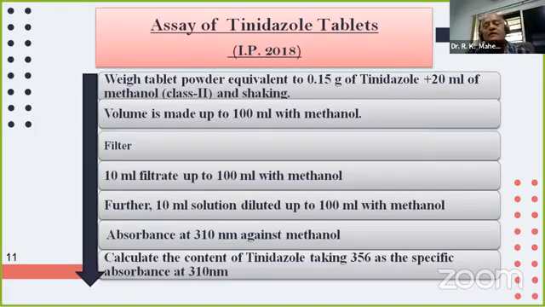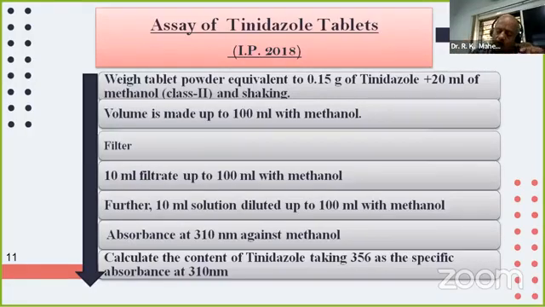310 nm against methanol. So in the reference cuvette, there is methanol. In the sample cuvette, there is this solution of your drug in methanol. So absorbance is noted, and then the drug content is calculated, taking 356 as the specific absorbance at 310 nm. So in this way, the total method is a methanolic method. Methanol is a class 2 harmful organic solvent. Here in methanol, the peak of tinidazole comes at 310 nm.